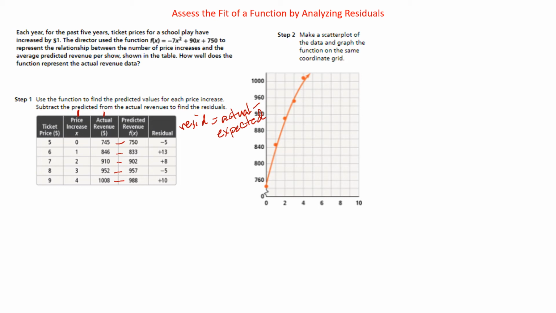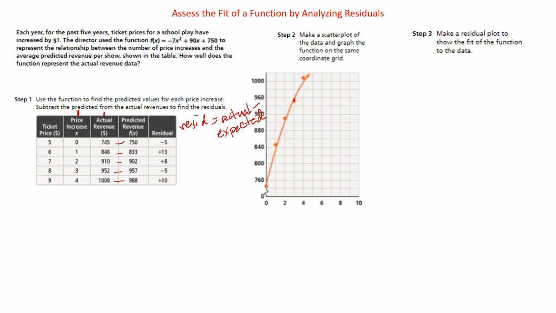The points are all pretty close to the line. So what the residual is, it's this vertical distance between the point and the line. When it's above the line, the residual is positive. When the point is below the line, the residual is negative. So we made a scatter plot so we could see what was going on. It looks like it matches fairly well. Next step, we can make a residual plot to show the fit of the function.